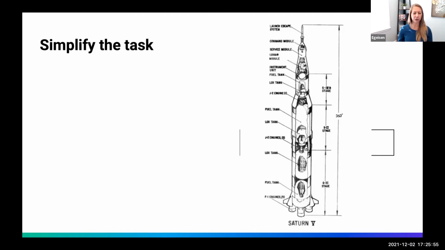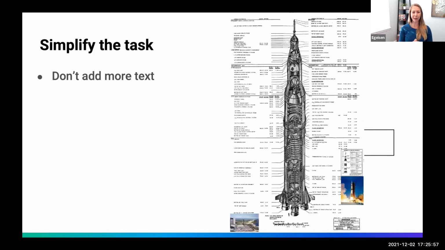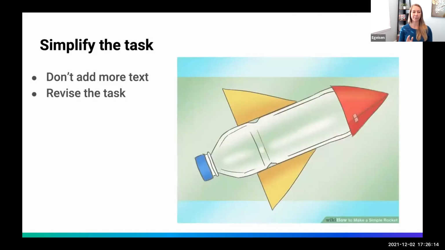Obviously, I should add more instructions, right? Okay, so I've added more instructions. Surely you can build a rocket now, right? Of course not, because if the task is too complex, simply adding instructions is not going to help. Instead, what we need to do is simplify the task. What if I asked you to build this rocket? That seems a little bit more doable.